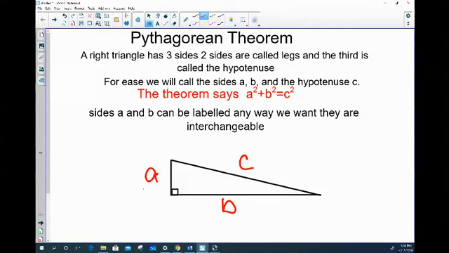Let's just pretend that this is 3, this is 4. That means 3 squared is 9, plus 4 squared is 16. 9 plus 16 is 25. So that means that C squared is 25. Well, let's see if we change these around what happens.